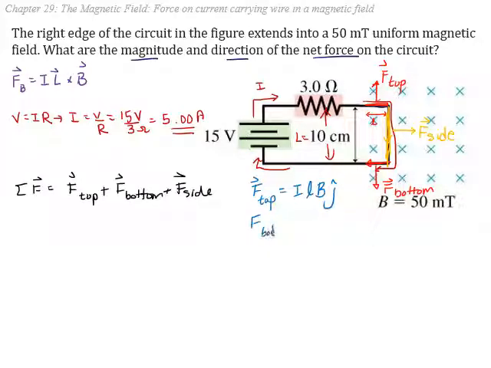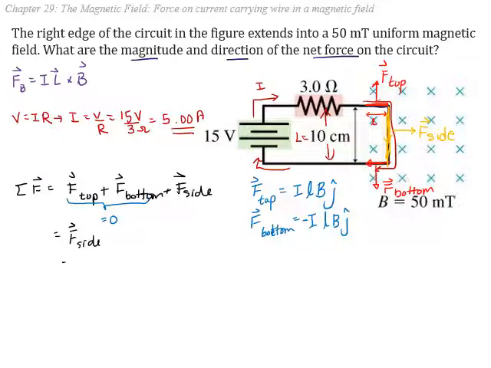For the bottom, the magnitude is ILB, because it's the same current times the same length times the same field, but this time the direction is straight down, negative J hat. So these two guys together, they add to give 0. So my net force is just the force on the side part.